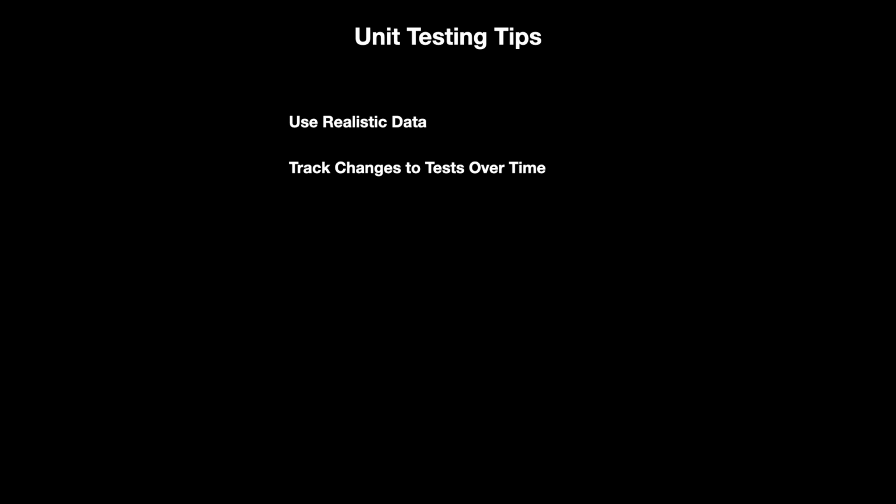Secondly, use a version control system like GitHub so that you can track your tests over time. This is so that if a bug reaches your live system, you can see how your tests may have regressed over time and allowed the bug to pass through.